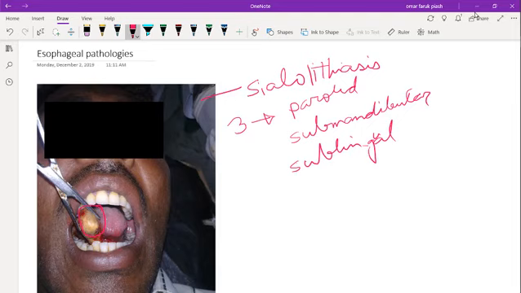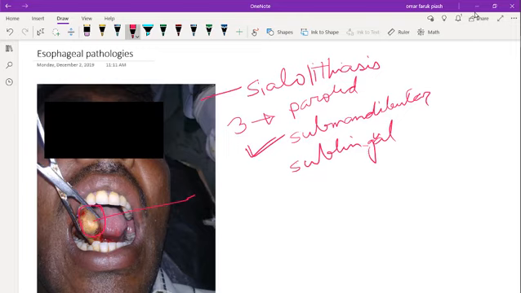gland. Parotid gland usually lies below the ear, the submandibular gland below the mandible, and the sublingual gland is below the tongue. And this single stone is most commonly found in the submandibular gland. It is also known as Wharton duct.